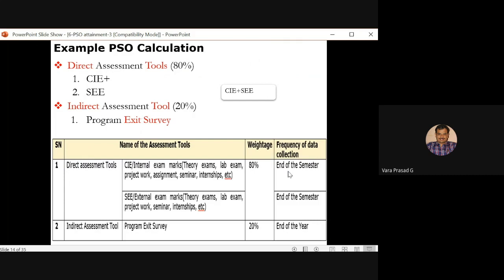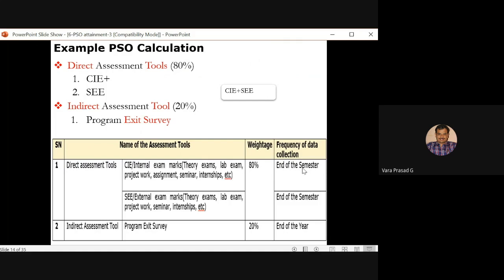Now I will go to the frequency of the data collections. So 80% of the weightage I'm giving to the direct assessment tools. Whenever I calculate the PSO attainments, I'll go through a small example. You take it here.